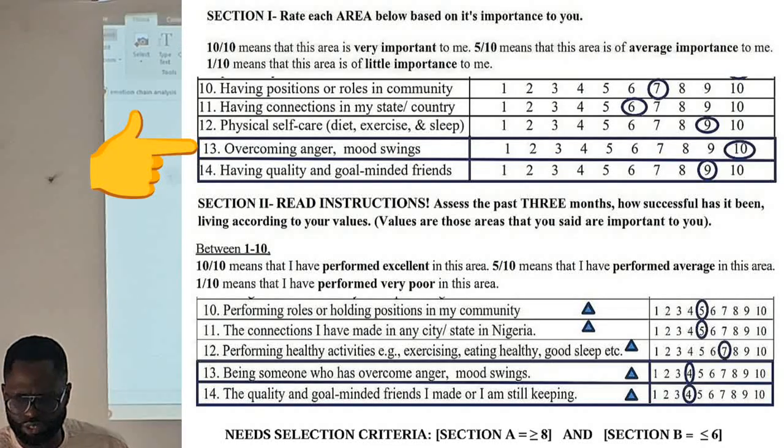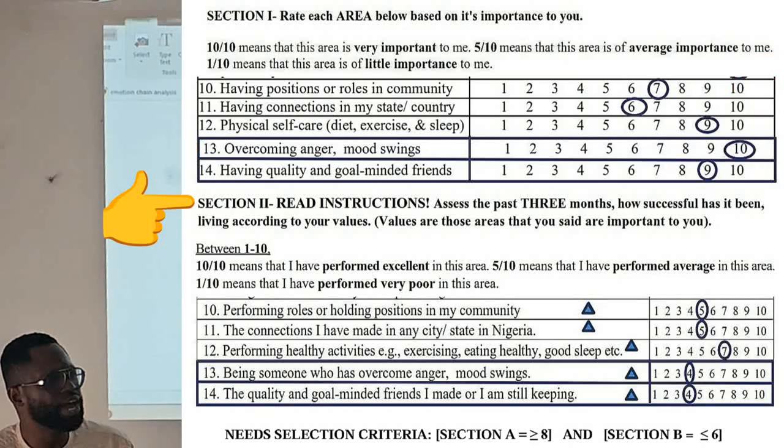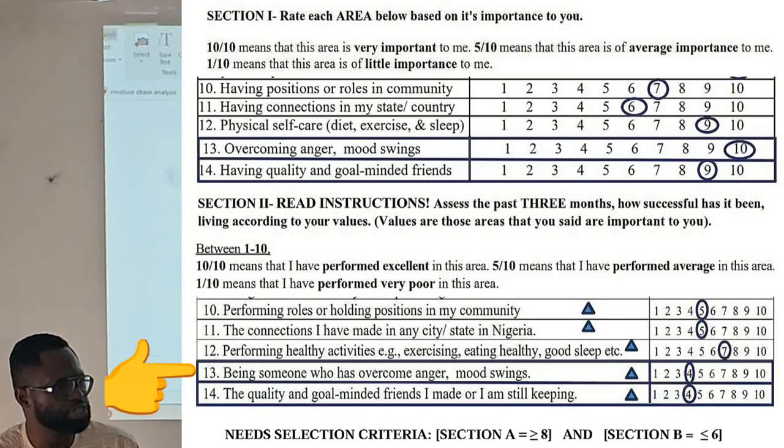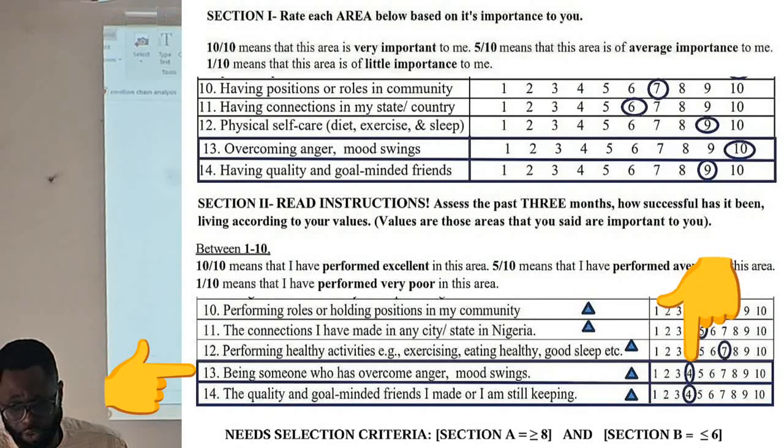How important is that for you? He said it's very important. Okay, no wahala. In the last 3 months, how have you been living your life to show it's important to you? He now said 4. Okay, I've not really been doing well. Being somebody who has overcome anger and mood swings in the last 3 months, I'm not doing so well.